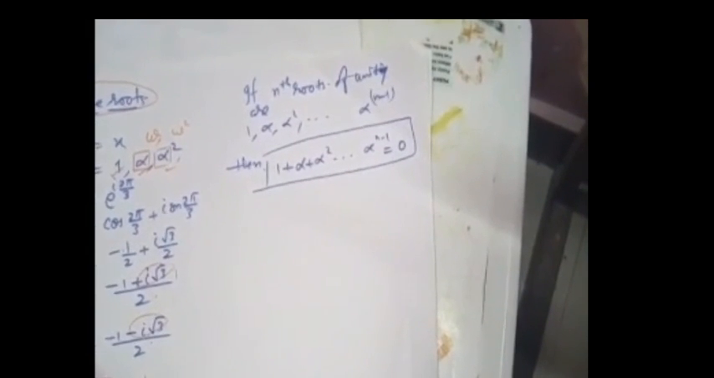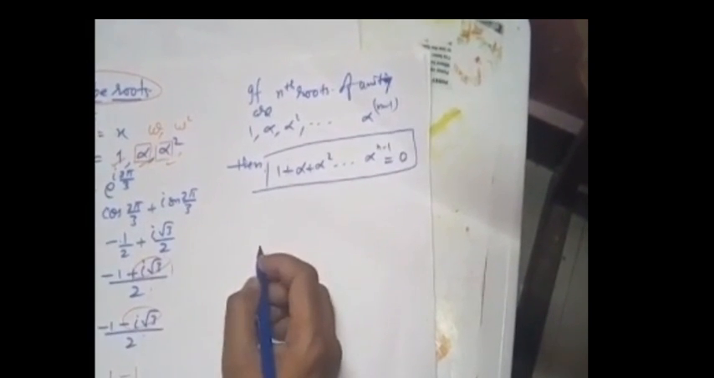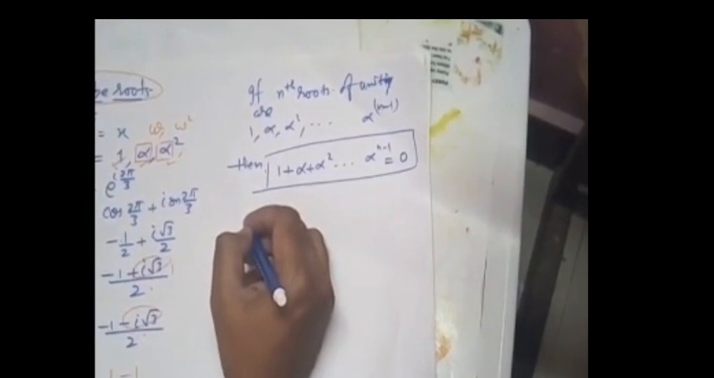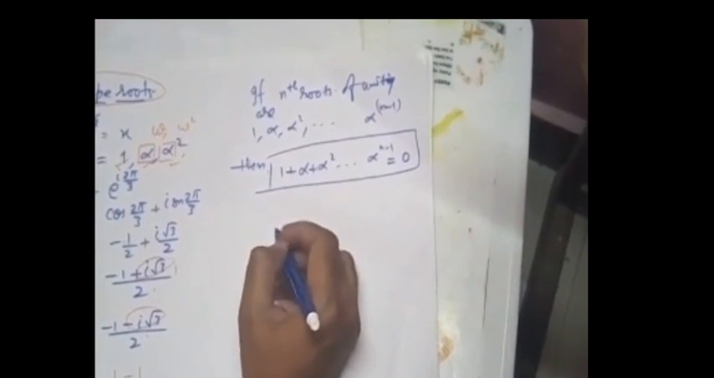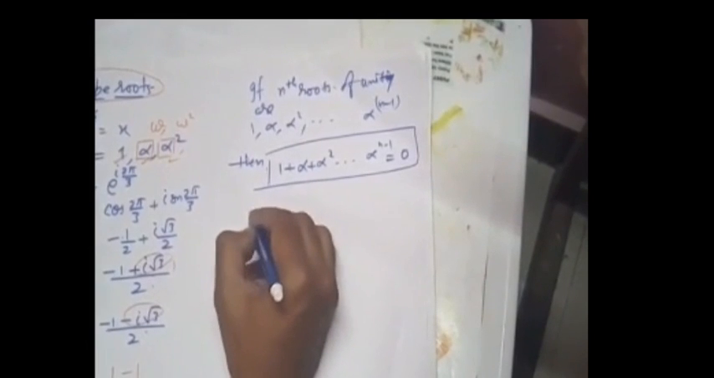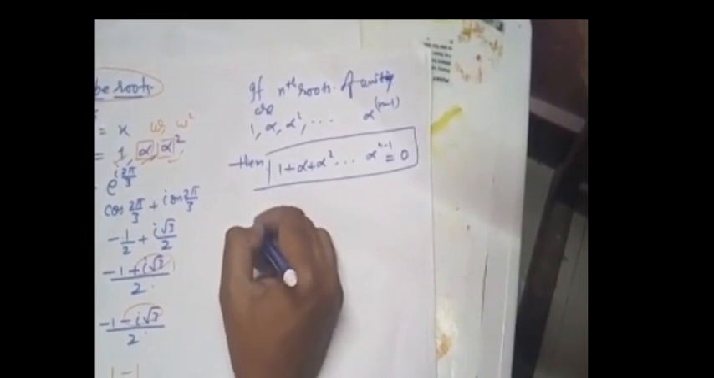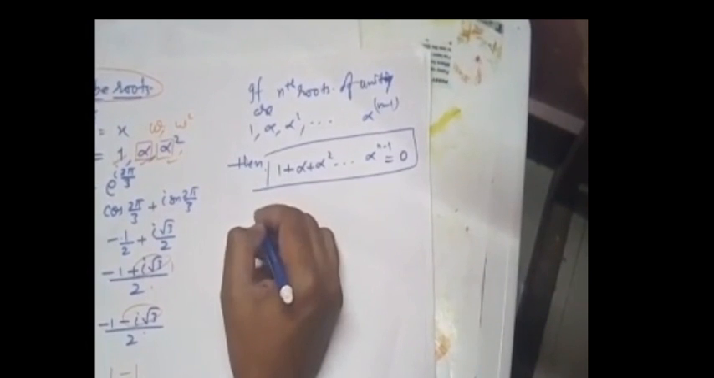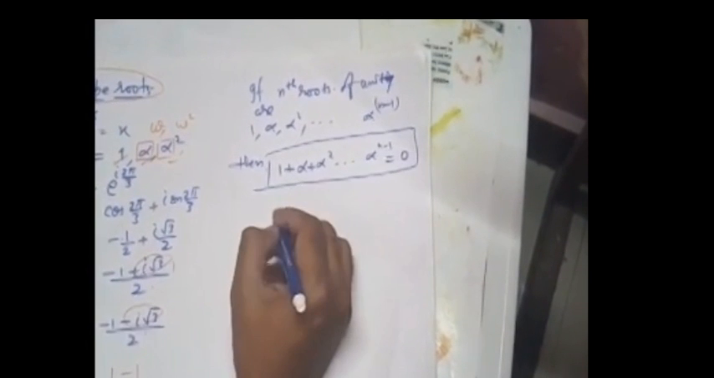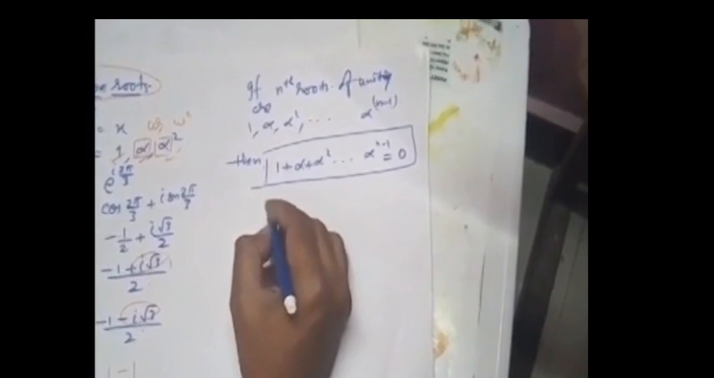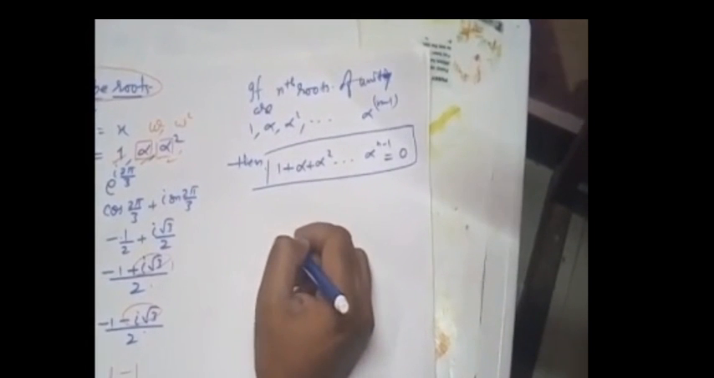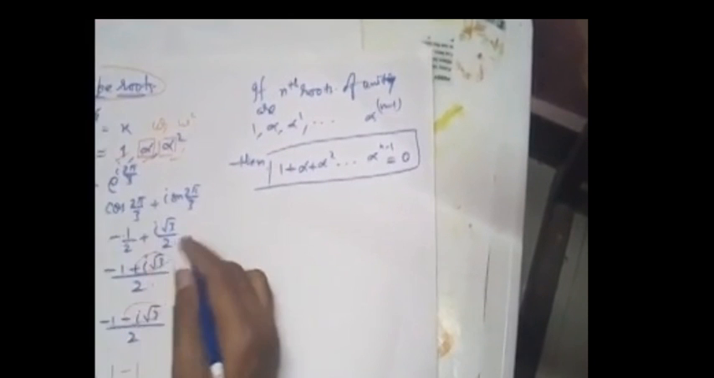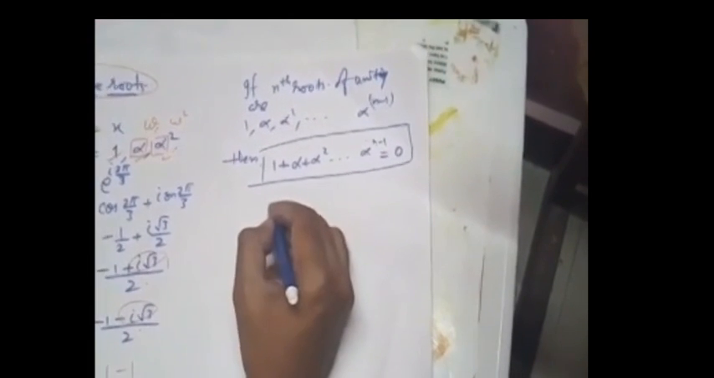Now, suppose one more question will arise: how to represent these roots in the Argand plane. We know that a complex number can be represented in the Argand plane, with a real axis and an imaginary axis. So we can also represent these roots in the Argand plane.